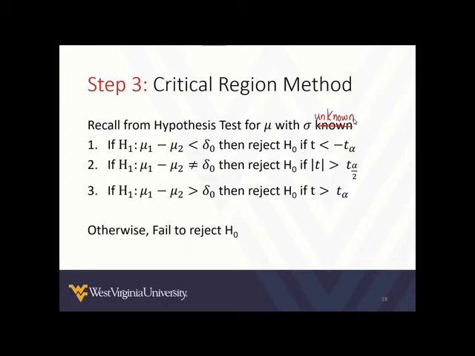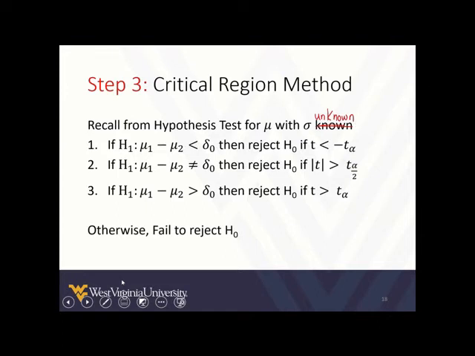So when we are doing the alternative hypothesis for less than, we will reject the null hypothesis if t is less than negative t alpha. If we're doing the two-sided case, then we'll reject the null hypothesis if the absolute value of t is greater than t alpha over 2. And if we're doing the one-sided case where we're saying strictly greater than, we will reject the null hypothesis if t is greater than t alpha. And of course, otherwise, we will fail to reject our null hypothesis.